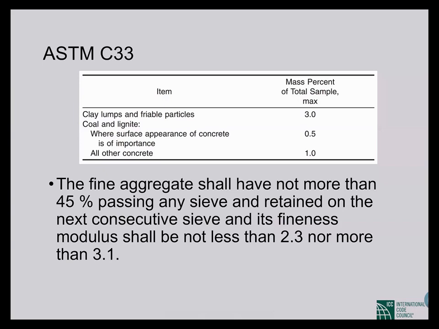No, the code allows that. But the code says that you have to make trial mixes and show that you can produce concrete with the desired properties, compressive strength and other properties. You have to first make sure of that with mix design. If the sand passes those tests, like the concrete has the desired strength, only in that case can you use sand having fineness modulus less than 2.3. So that is important. Mix design is important.